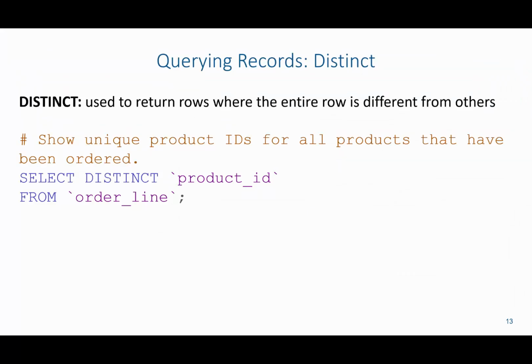The next keyword we're going to talk about is distinct, which is going to return only unique rows. So for example, if I wanted to see all the product IDs that are included in the orders, I can select distinct product IDs from the order line table.